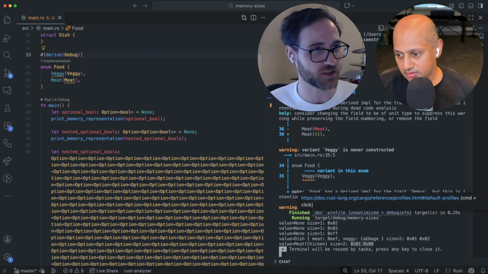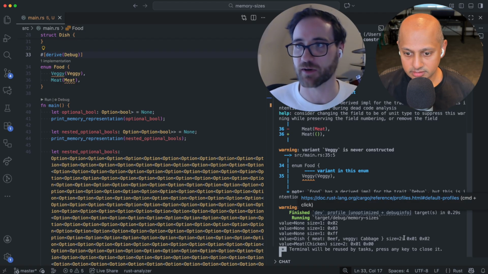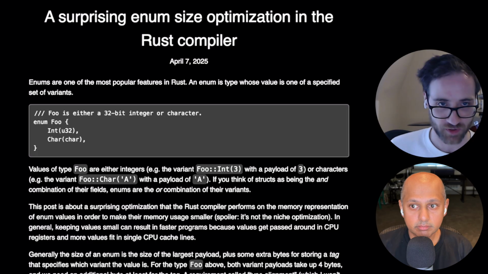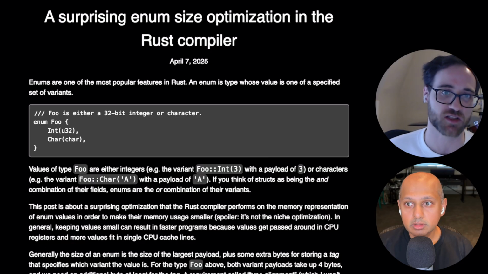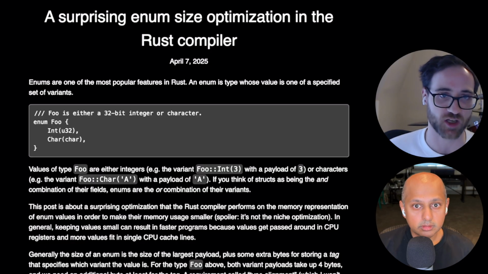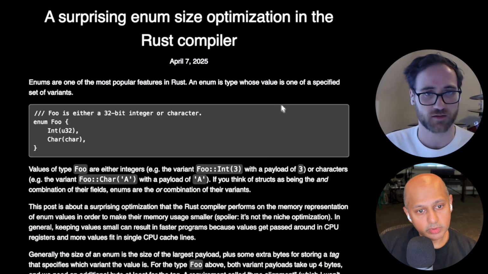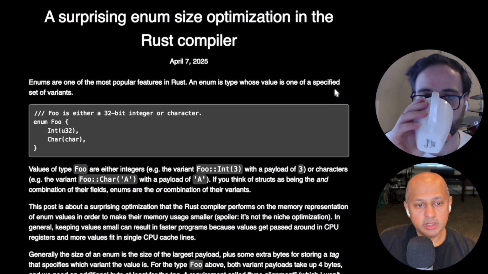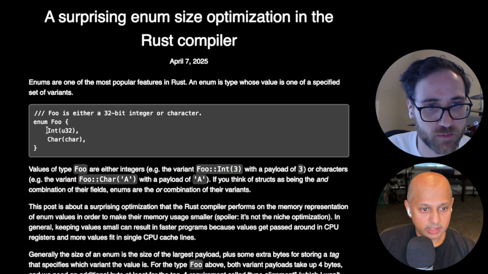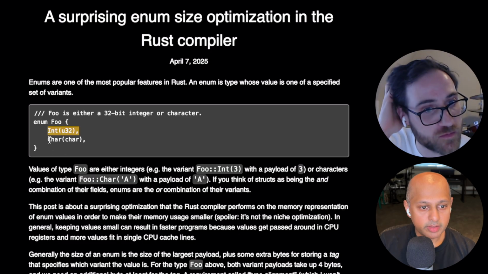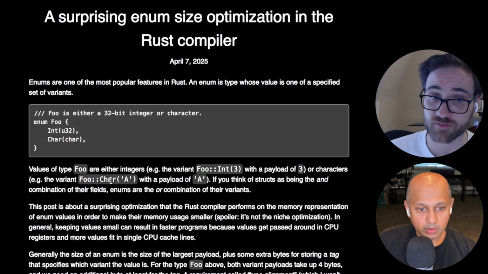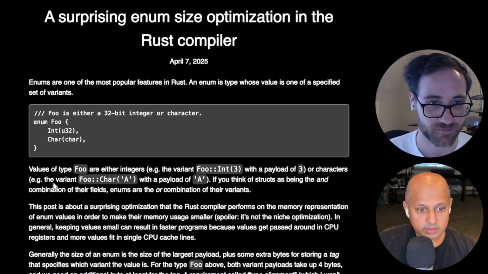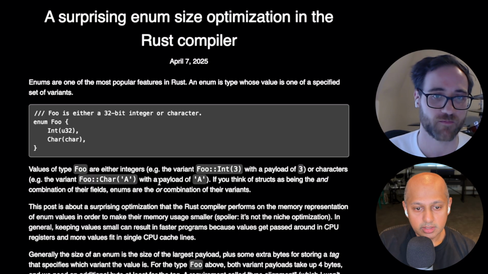Pull up. I'll send you another post talking about this, and we can look at it. So I'm not trying to handwave too much code. So this article also touches on the niche optimization in Rust, but it focuses on enums. Enums are one of the most popular features in Rust. An enum is a type whose value is one of a specified set of variants. Here we can have a foo that is either an int or a char. Values of type foo are either integers, example the variant foo int3 with a payload of 3, or characters, example the variant foo char a with a payload of a.